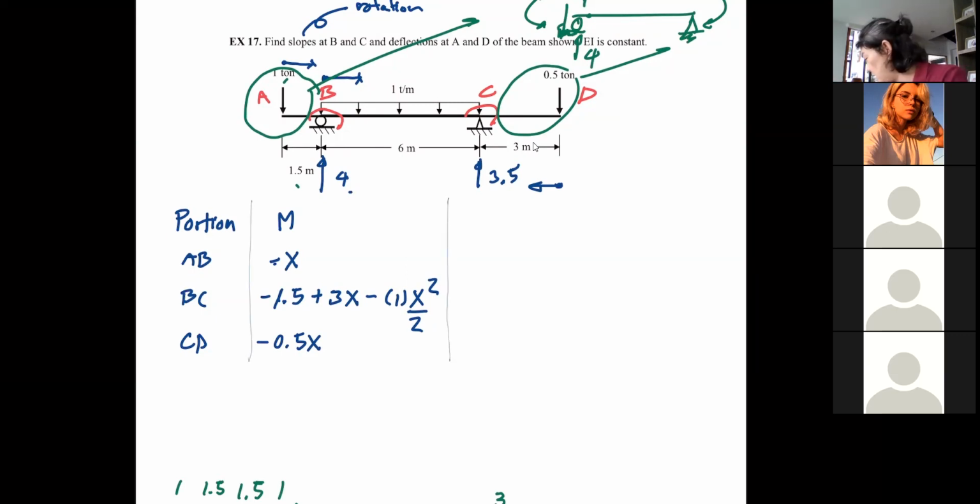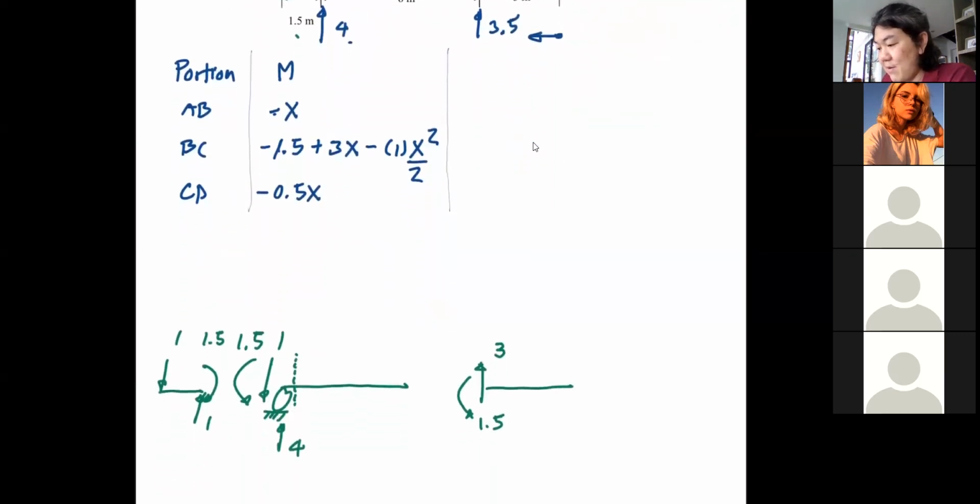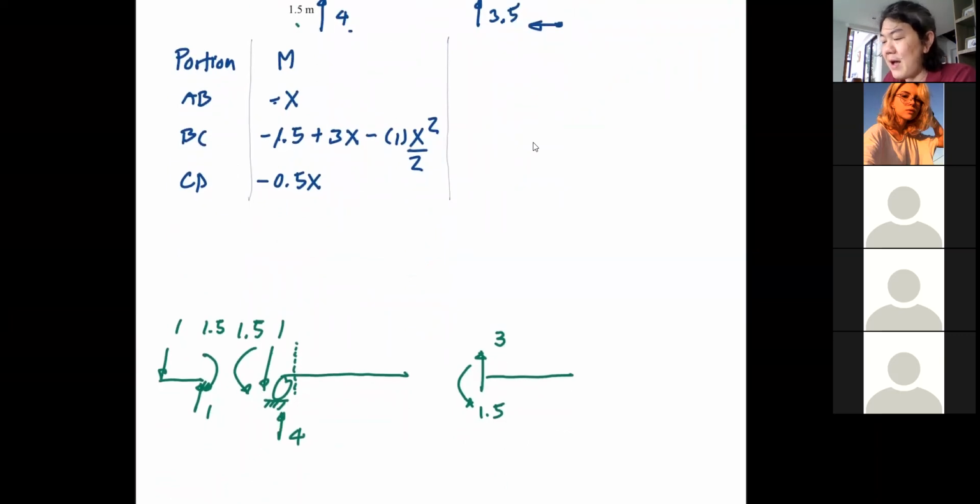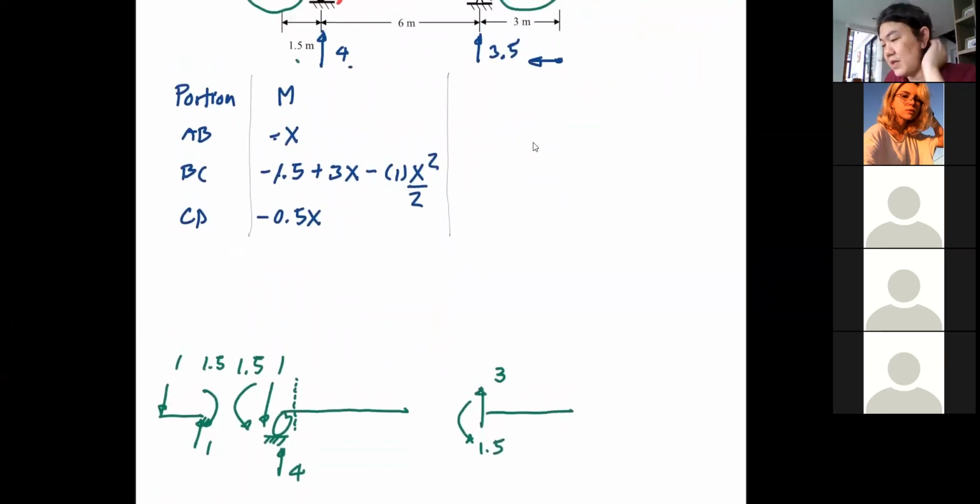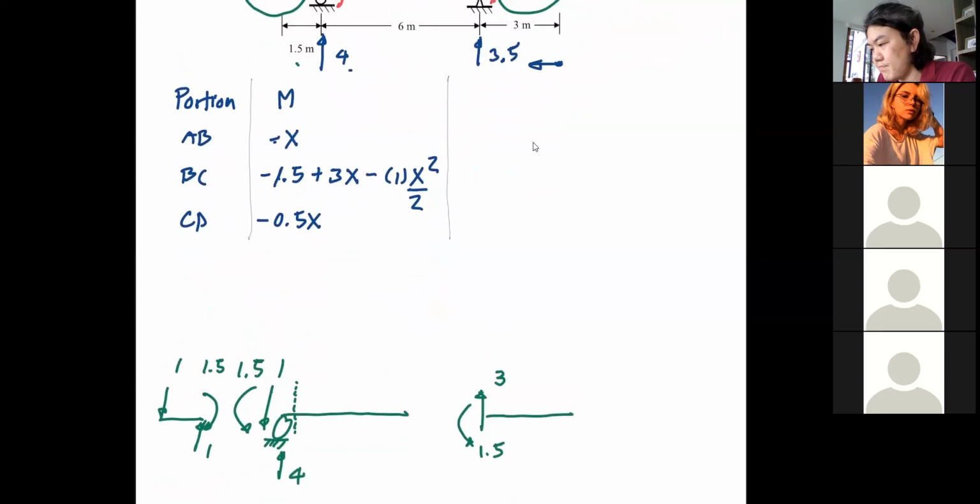So now let's move on to the calculation of deflection at A. Now I need to apply the, let's use some strange color. Too strange would be nice. It wouldn't be nice. Okay, so let's use this one.